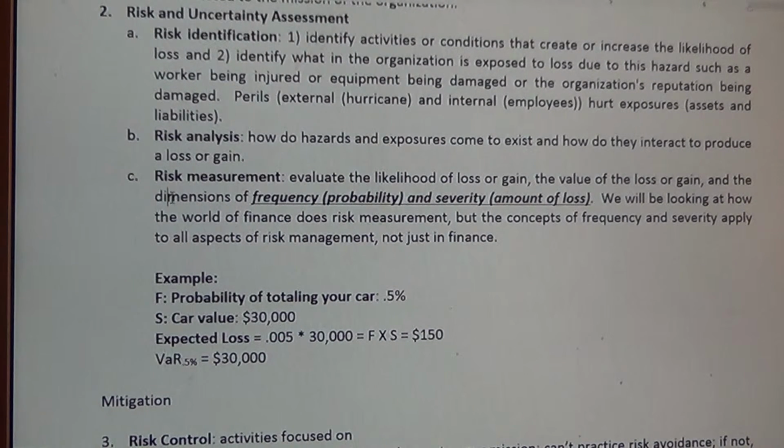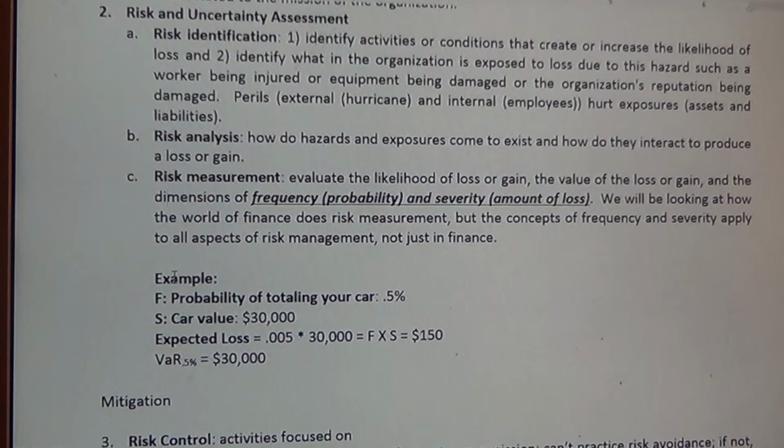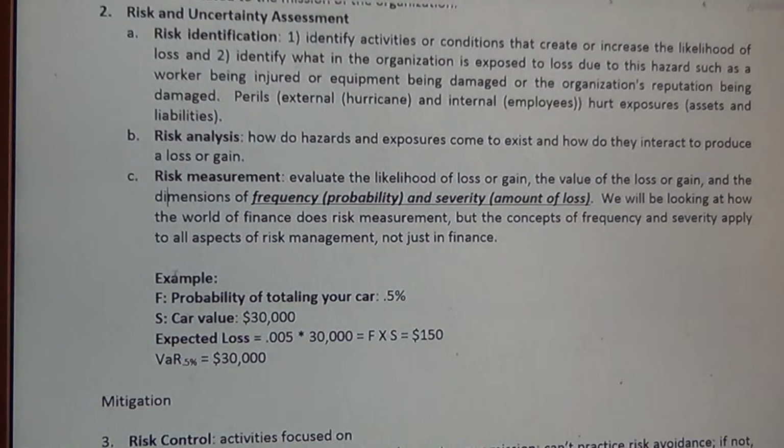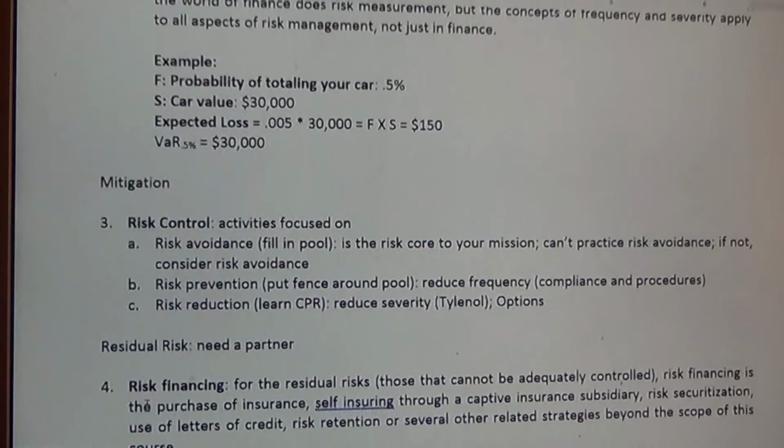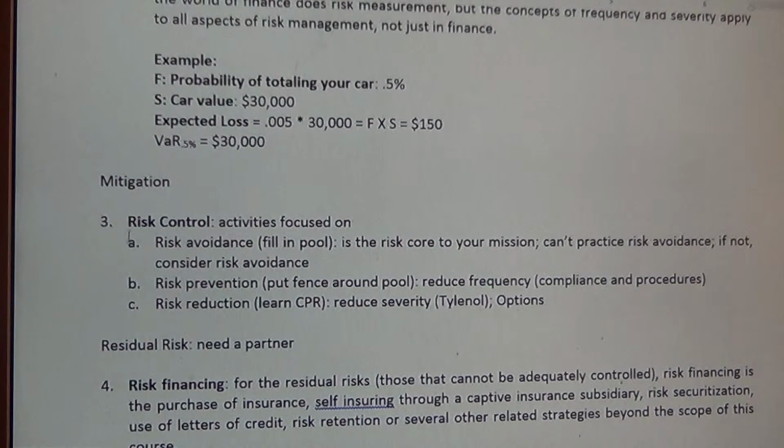So once we have good risk measurement, we can then see, wow, where are our risks? Where are we most exposed to loss? And then what we can do is start mitigating those risks. And the way we can mitigate risk is we can do it internally by doing risk control, or we can bring in a partner and do risk financing. Risk control is in terms of risk avoidance, risk prevention, or risk reduction.